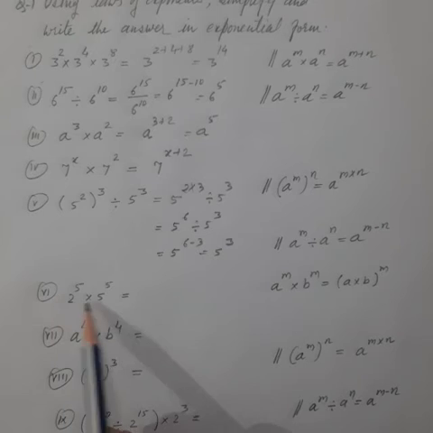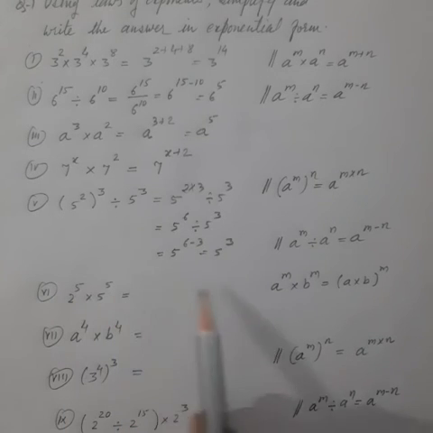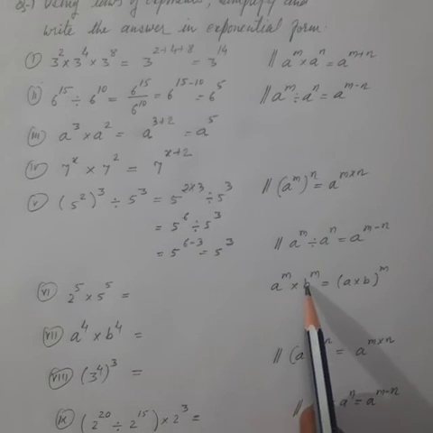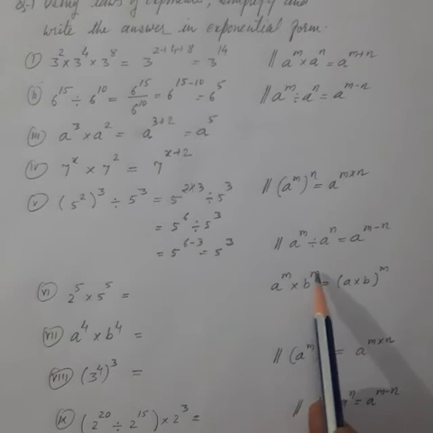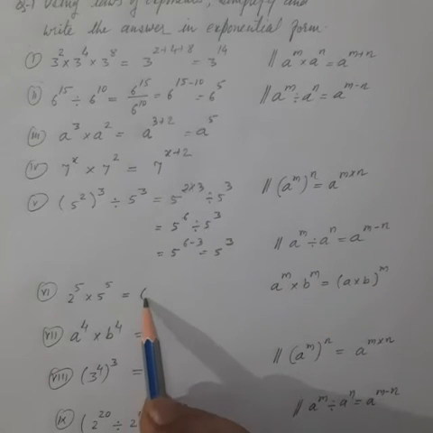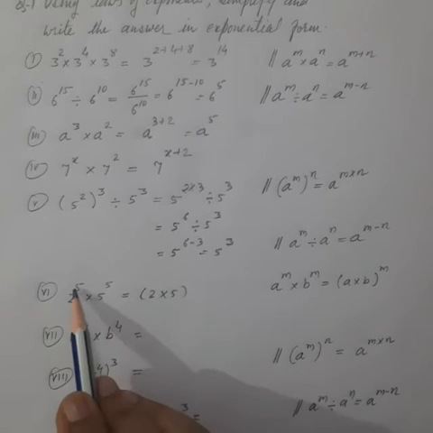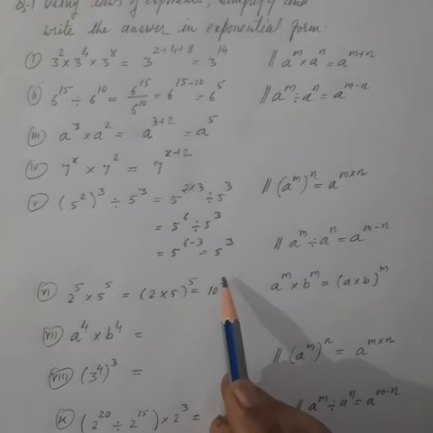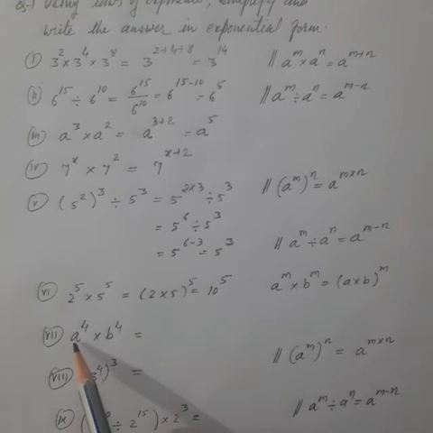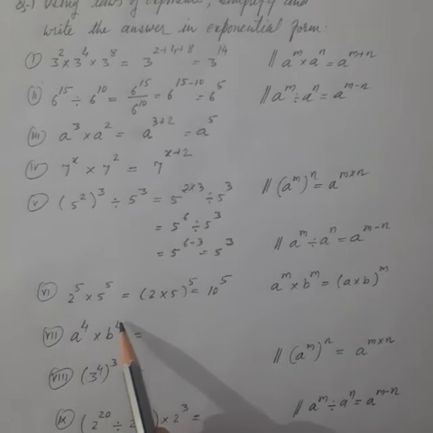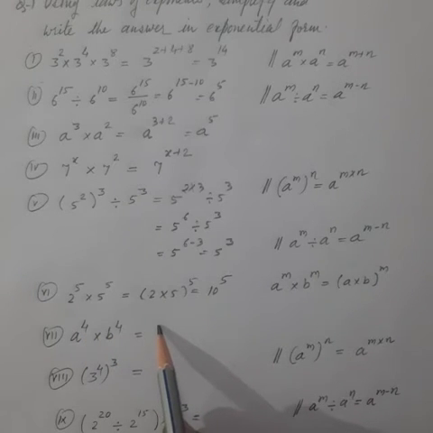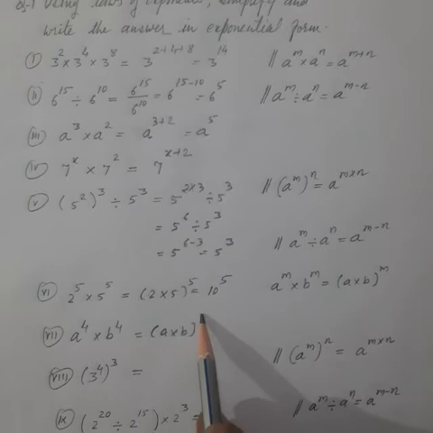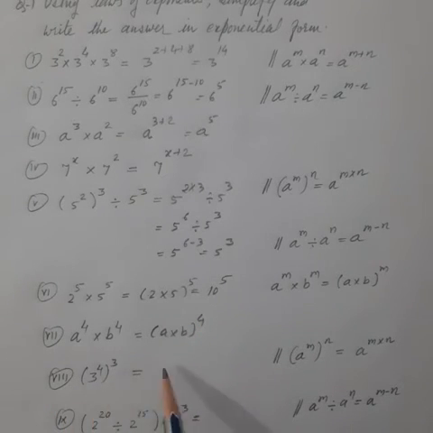Sixth, here bases are different but powers are the same, and we know when two numbers with different bases are multiplied but the powers are the same, we can take the power common. So 2 into 5 and take the power common. 5 2s are 10 and the power is 5. 7th, here also the bases are different but powers are the same. So take the powers common. A into B raised to the power 4. 8th, here base is 3 and power of power.